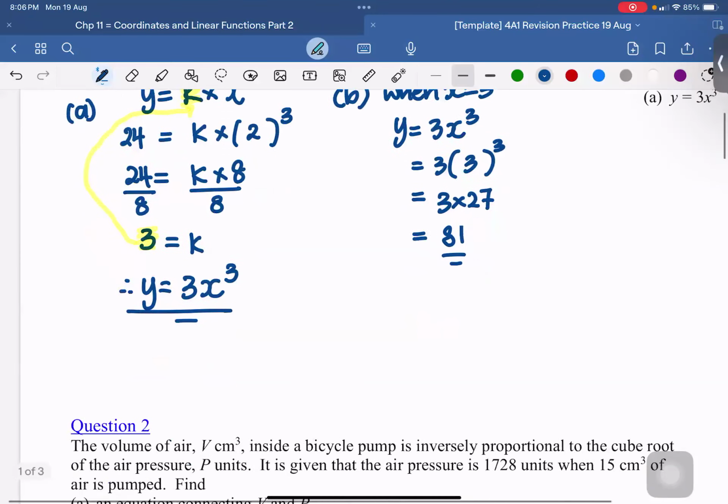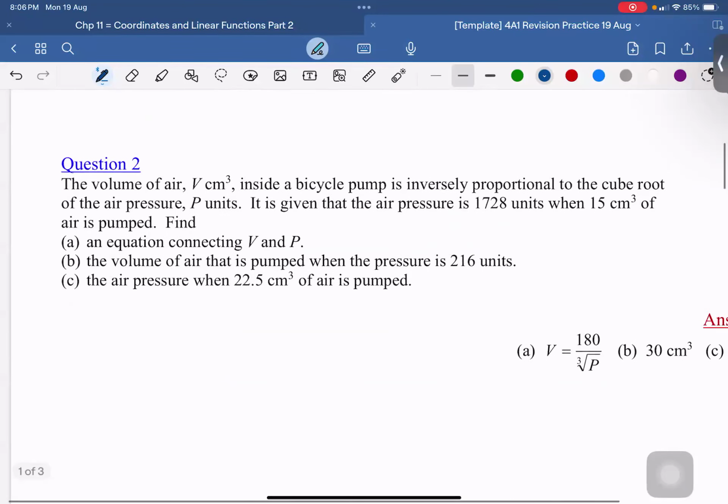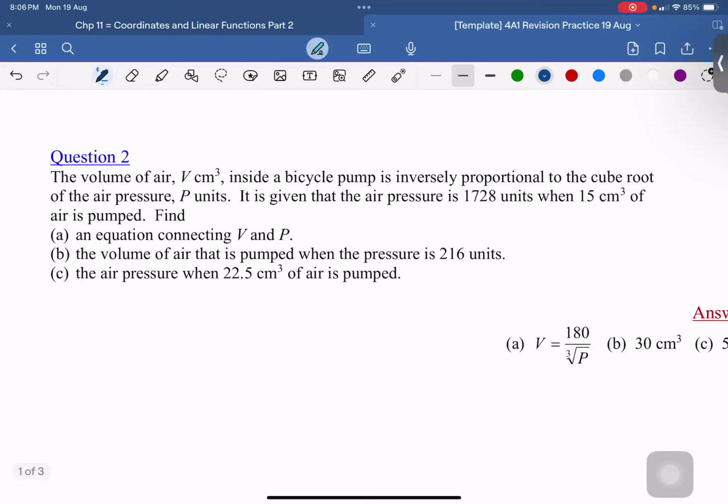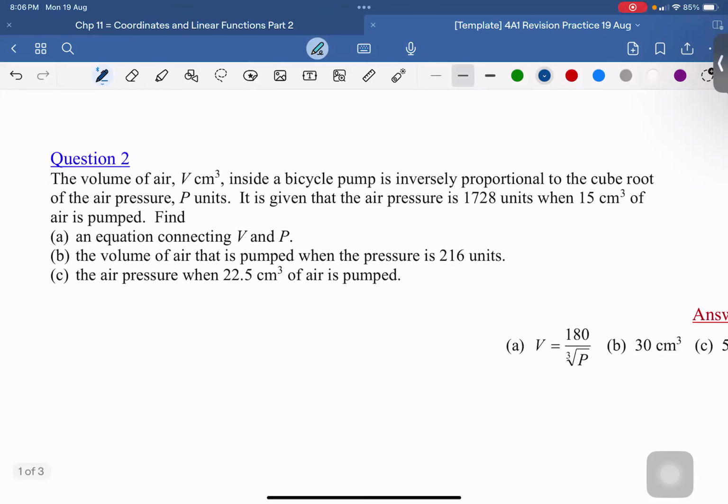Okay, we continue. This one is a little bit more complicated, so I need to read the question itself. The volume of air, V cm cube. Remember, this one is just the unit cm cube. The V itself doesn't have anything cube. So it's just the letter V. They say it's inversely proportional.